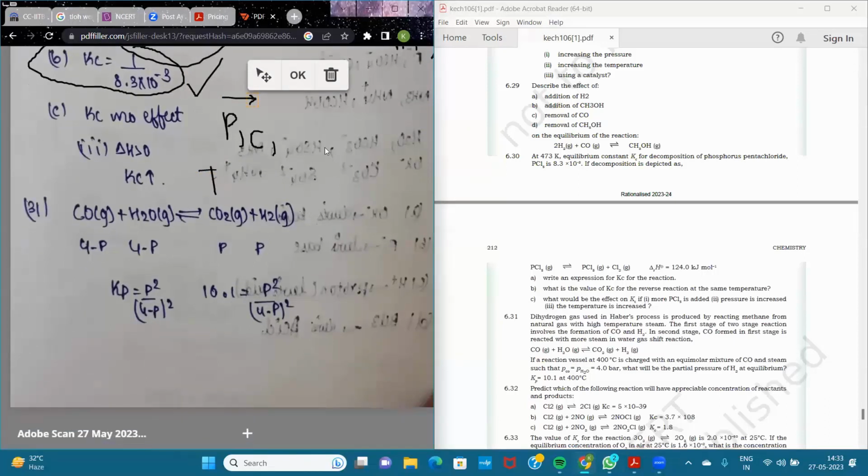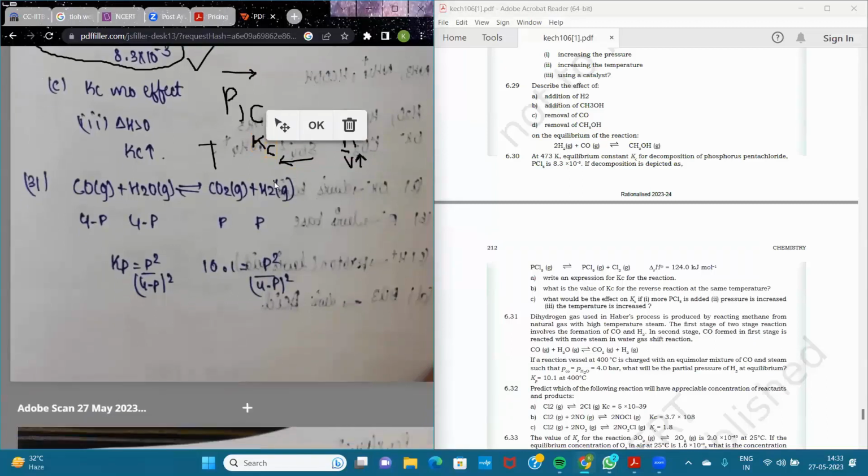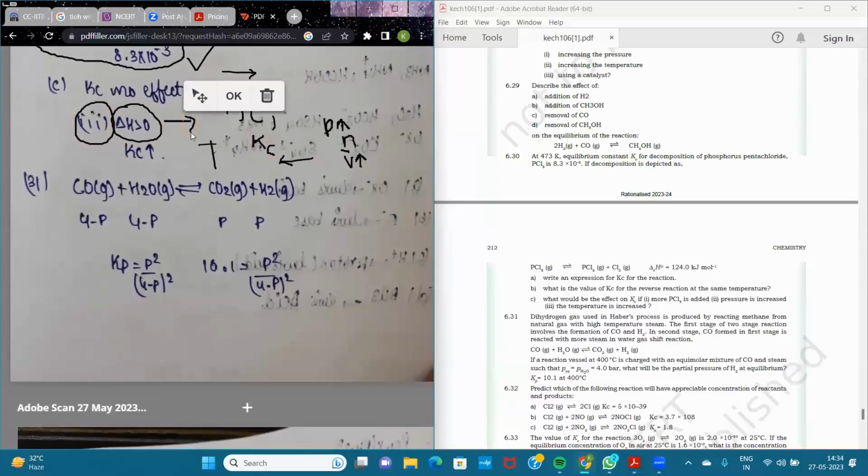Pressure is increased. Kc has no effect, but number of moles per volume increases. So the reaction should proceed in that direction where number of moles decreases. So the number of moles decreases in the backward direction. So the reaction proceeds in the backward direction for the given condition. But always remember that Kc is only dependent on temperature, not any other parameter apart from that. In third part, delta H is positive. So on increasing temperature, the reaction proceeds in the forward direction as well as Kc also increases.